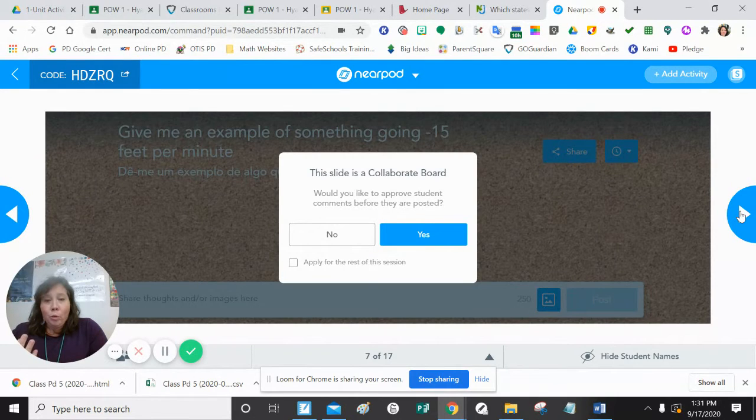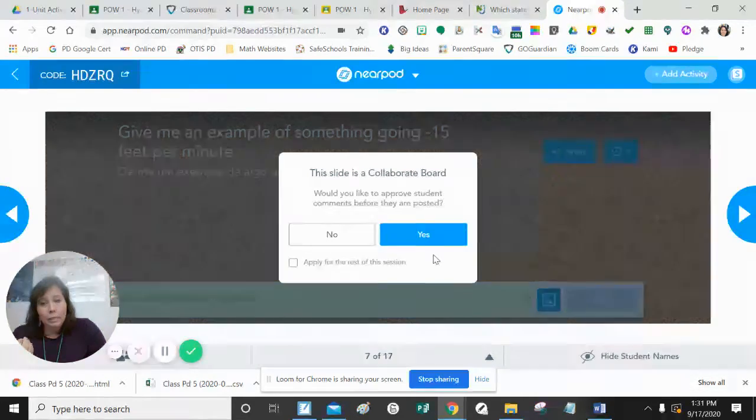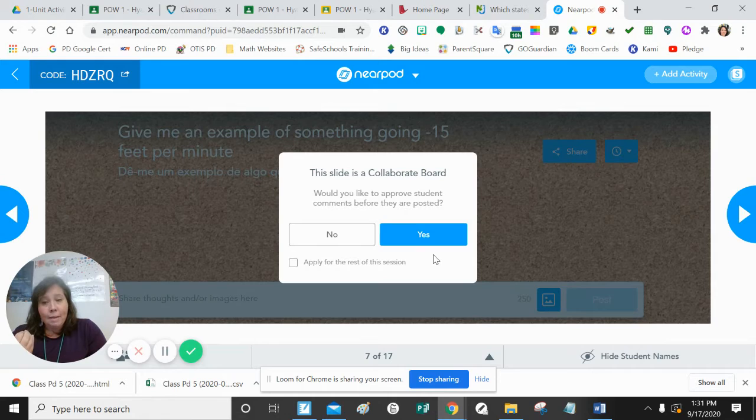So I had people who were in class give an example of something that is traveling at negative 15 feet per minute. Negative 15 feet. The negative sign tells me it's velocity because it's giving a direction. So something that's traveling negative 15 feet per minute can be traveling down, could be going to the left, could be going against the grain or against the flow of traffic.